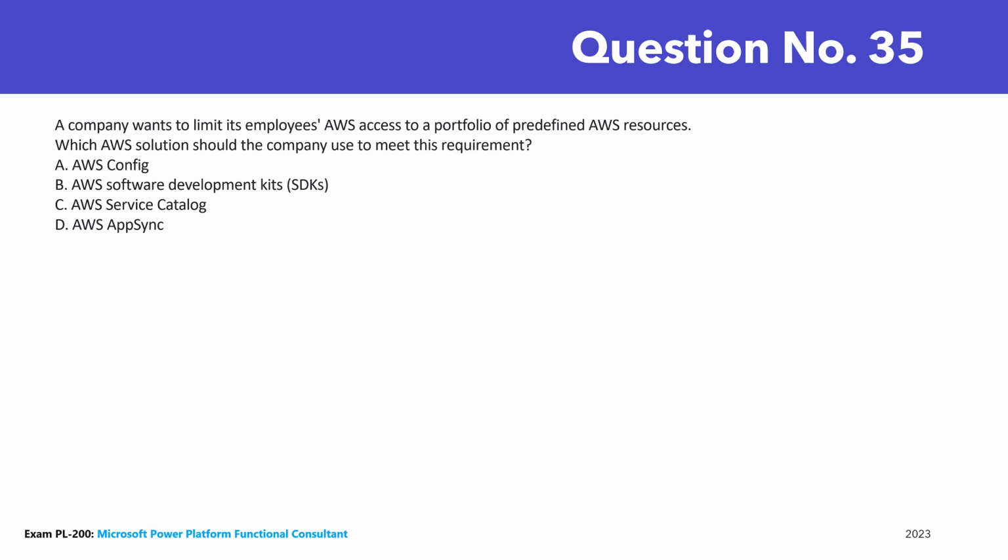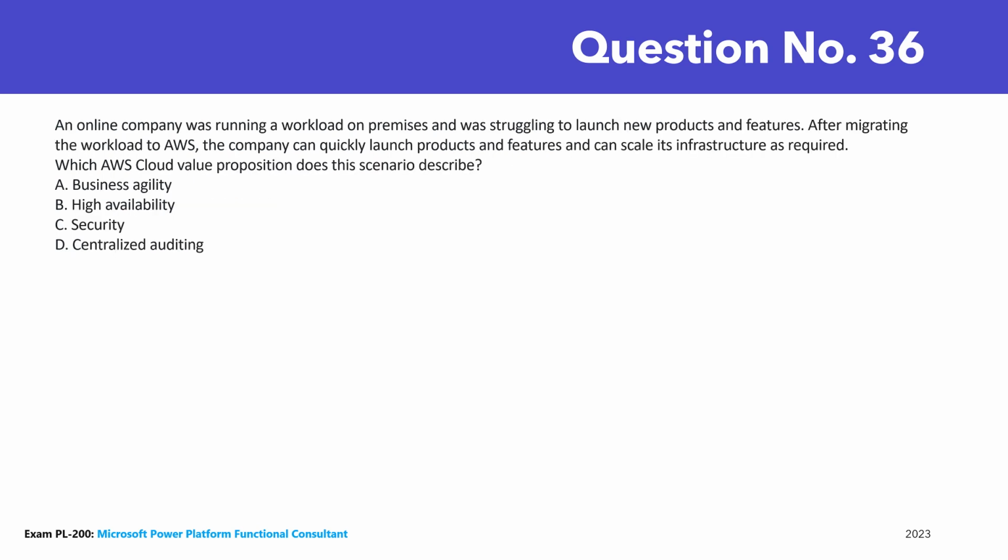A company wants to limit its employees' AWS access to a portfolio of predefined AWS resources. Which AWS solution should the company use to meet this requirement? A. AWS Config. B. AWS Software Development Kits, SDKs. C. AWS Service Catalog. D. AWS AppSync. Correct answer, C.